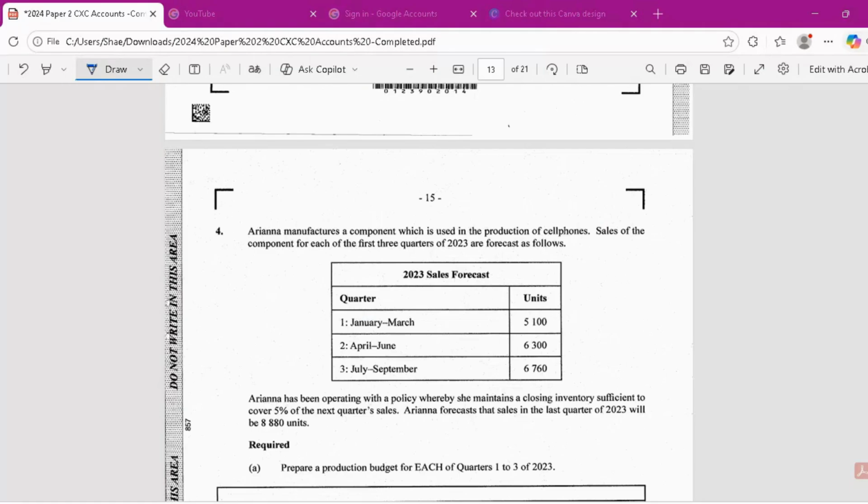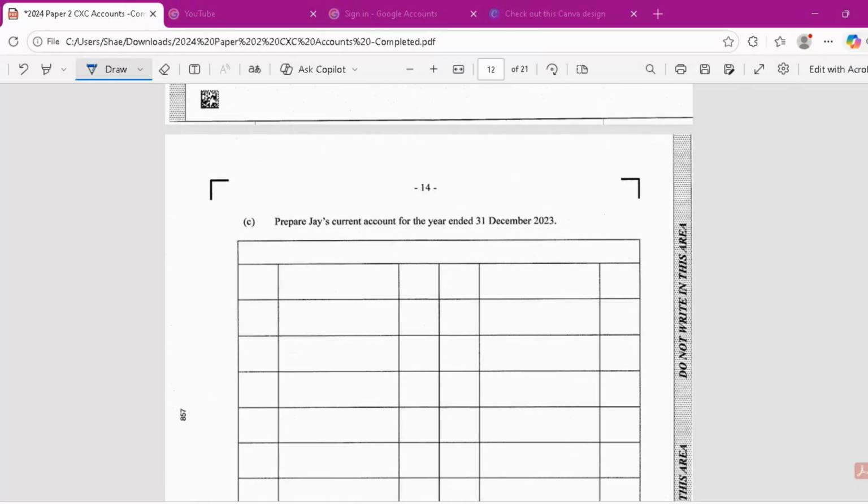Alright, so the last part of the question now says that we should create the current account for the year ended the 31st of December, and we're creating J's current account. So we can just put the information: J's current account for the year ended the 31st of December 2023.